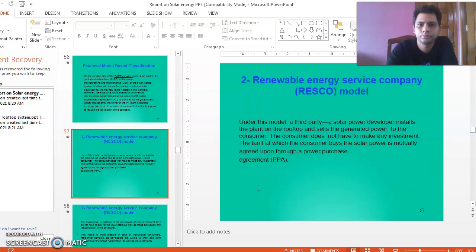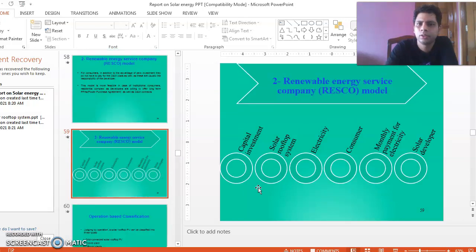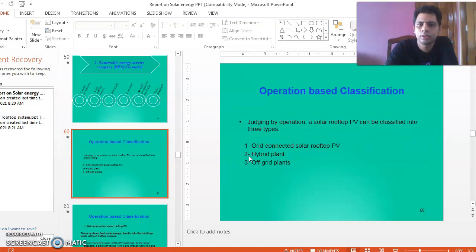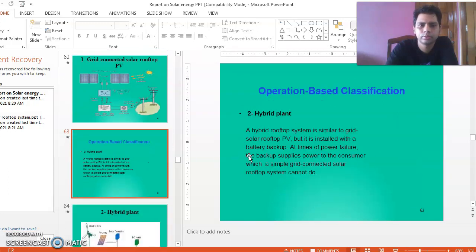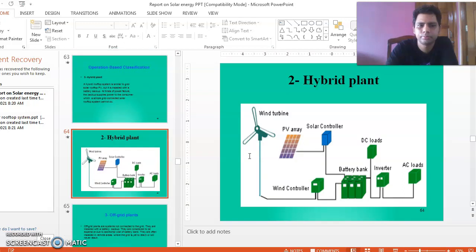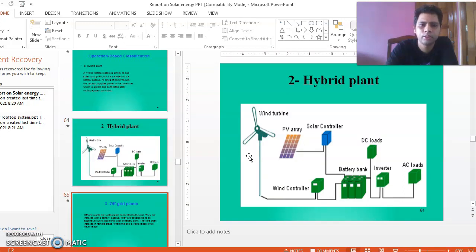This is the renewable energy model: capital investment, solar rooftop system, electricity consumer, monthly paying for electricity, solar developer. And the types of systems: grid connected, hybrid, off-grid, I have already discussed with you. These are the pictures of the hybrid system. A hybrid system is a combination of on-grid and off-grid systems.